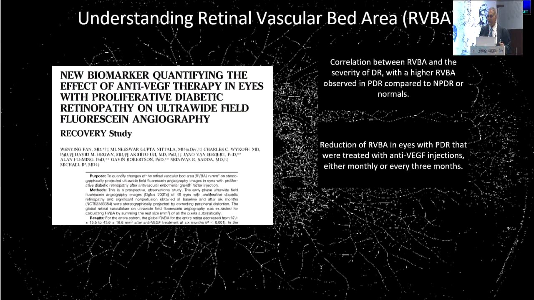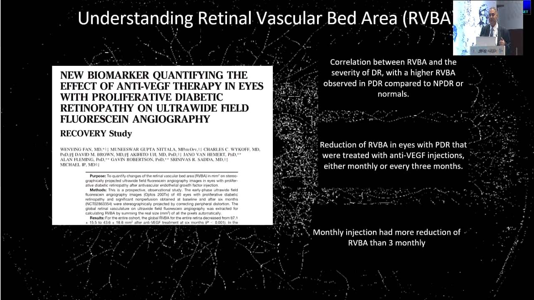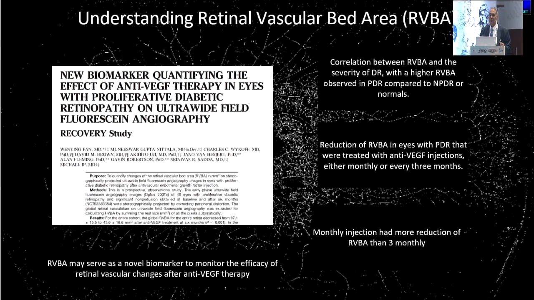Also, there were studies which Dr. Sadda led to identify what happens after anti-VEGF, and there was reduction in RVBA in PDR treated with anti-VEGF either monthly or 3-monthly, and monthly injection had more reduction in RVBA, again suggesting that RVBA could be a novel biomarker to monitor the changes and look at the efficacy of retinal vascular changes after anti-VEGF if you are planning to use it in proliferative diabetic retinopathy.